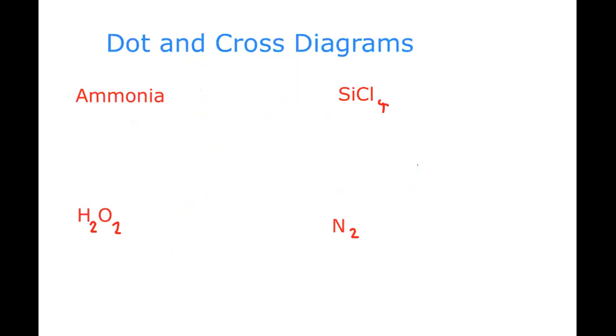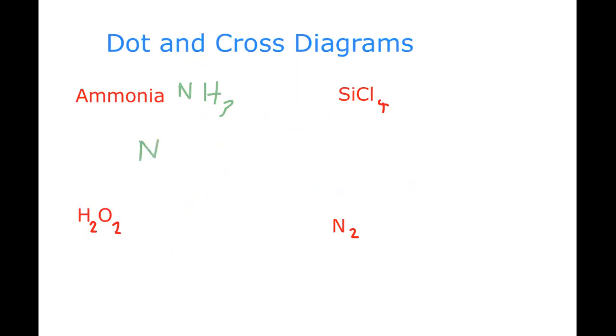Next are the dot and cross diagrams for covalent molecules. First is ammonia, NH3. First, we have to determine which element will be the central atom. The central atom is the element which has the maximum capacity of forming bonds. So over here, nitrogen forms 3 bonds and hydrogen forms 1 bond. So nitrogen will be the central atom.